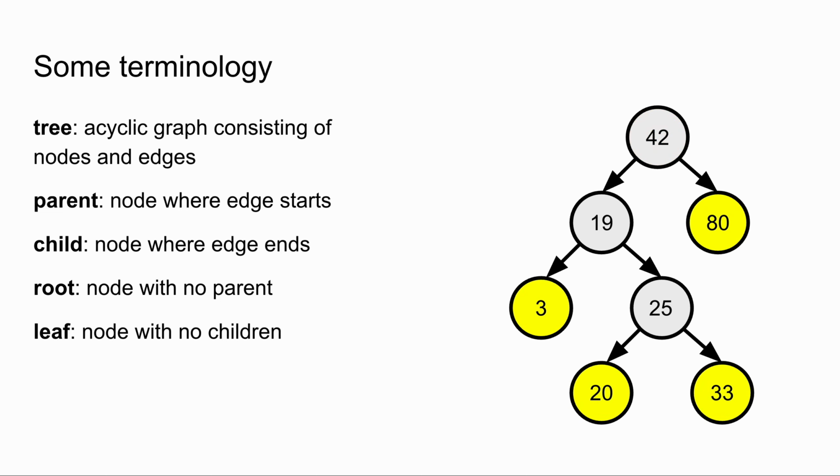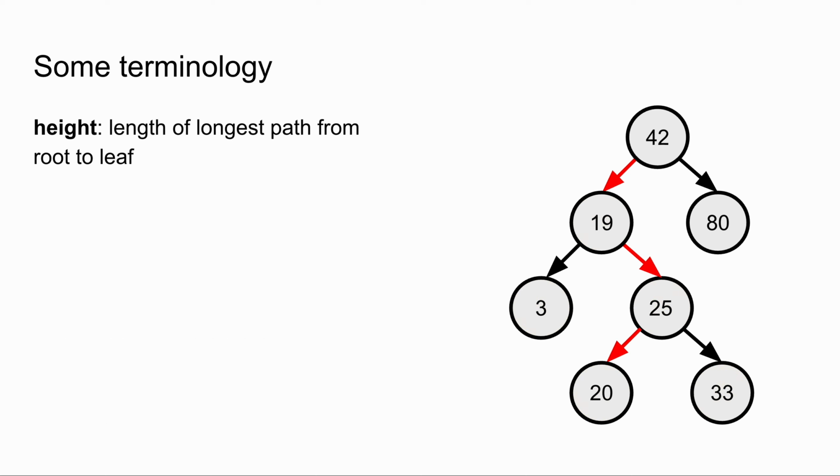A leaf is a node with no children, so in this case, the leaves of the tree are the nodes with values 3, 20, 33, and 80. A subtree is a tree with a root at some node of the tree. So for example, here I've highlighted a subtree of our main tree where the root is the node with the value 19. Lastly, the height of the tree is the length of the longest path from the root to a leaf. As we can see from this visual, the height of this tree is 3.